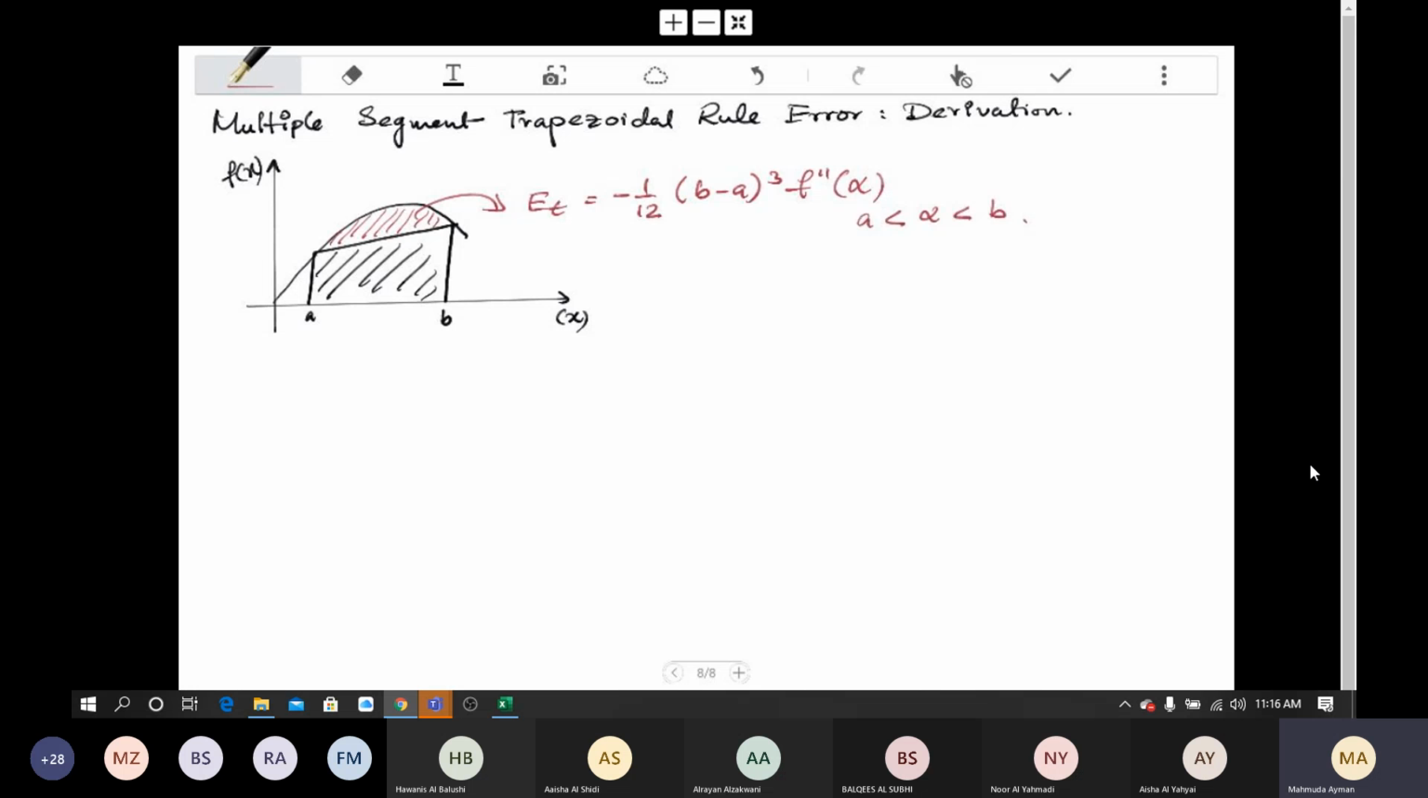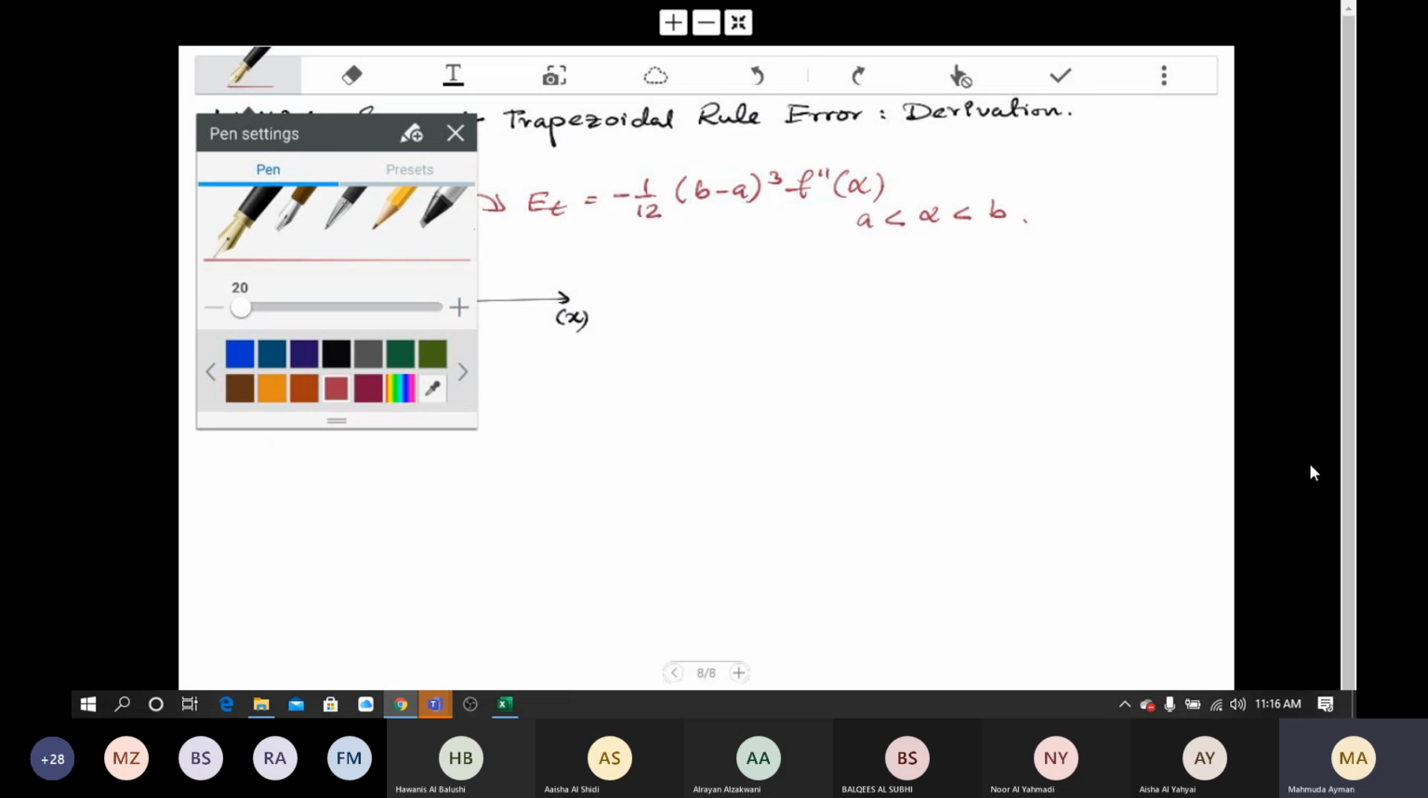Now, without any derivation, I directly gave you the single segment error, but now we'll derive the multiple segment error. How do we derive that? For that, I'll draw the function again.